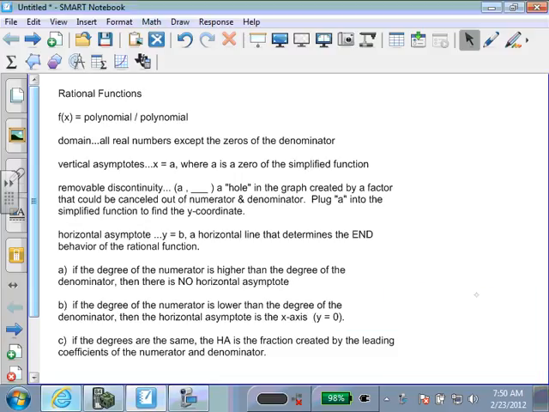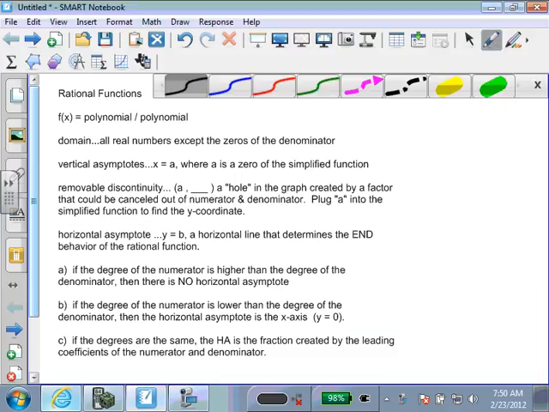Today we're going to talk about rational functions. A rational function is a function that has the form of a polynomial numerator and a polynomial denominator. And we're going to be graphing these.